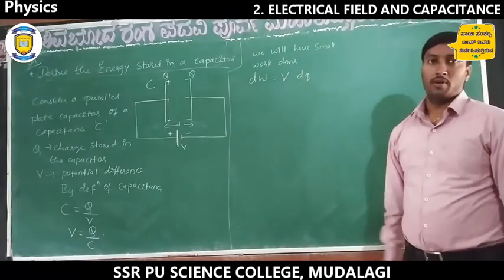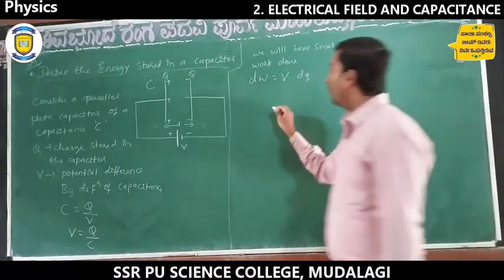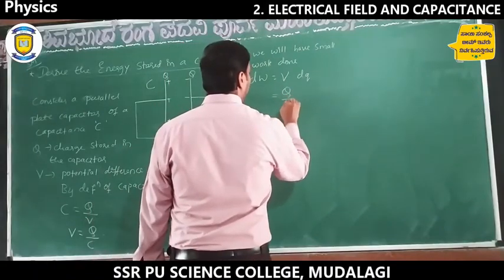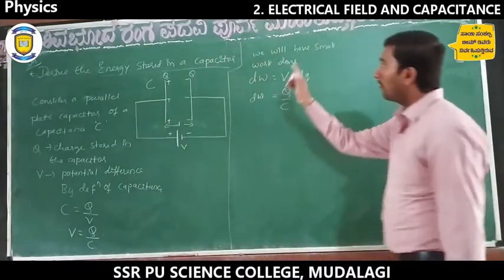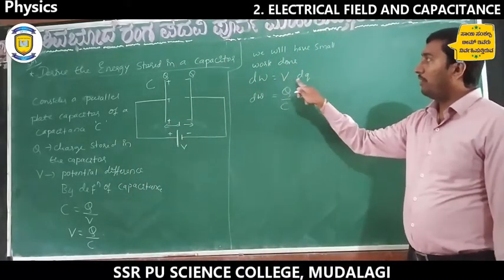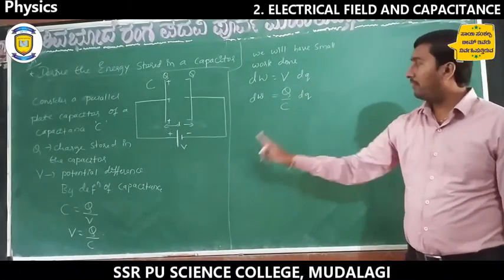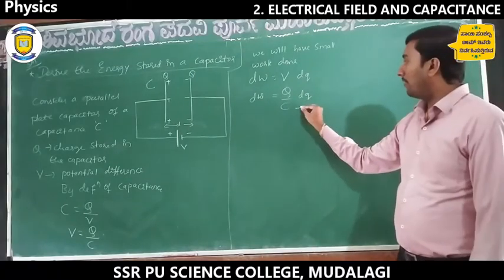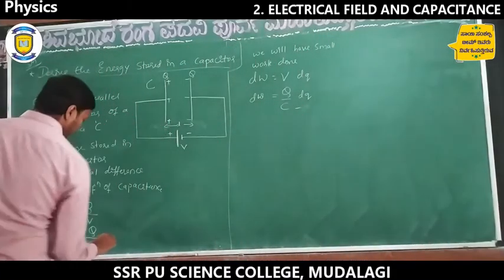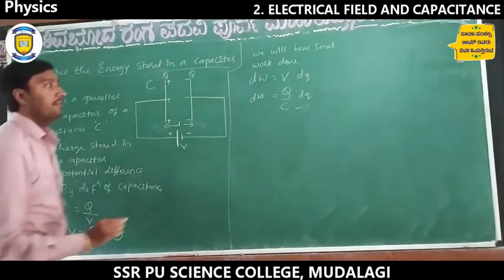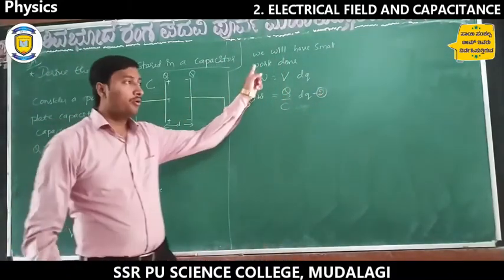V into dQ. Already you know the work done in terms of V and Q. So V equals Q by C, that is dQ. We have the small work done dW equal to V into dQ. So dW equals V, substituted as Q by C. This is equation number 1. This is equation number 2. We'll have the total work done.